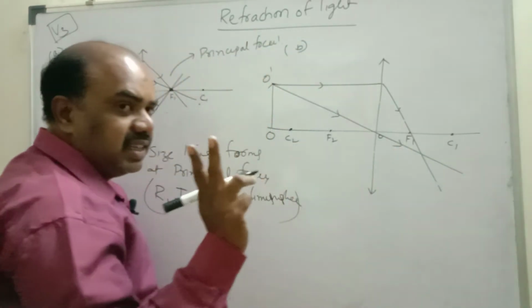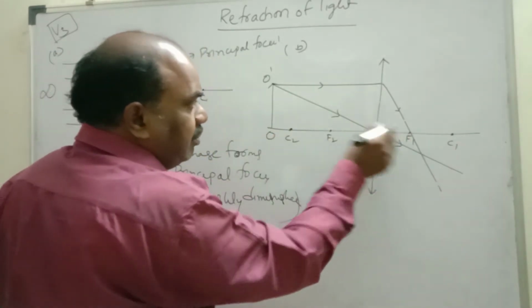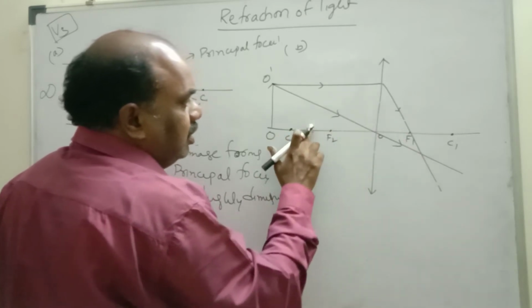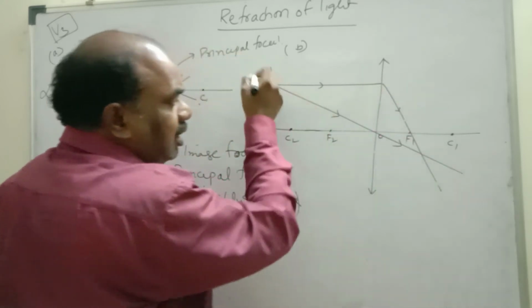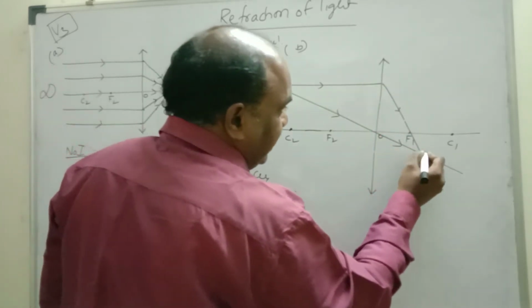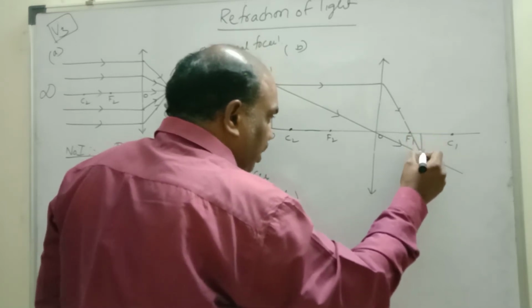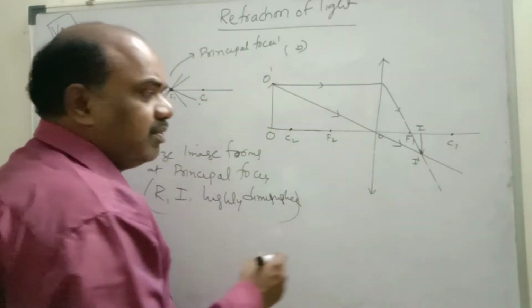In 2 situations, rays will be undeviated. One is going through the optic center, and one is going along the principal axis. But I'm taking only 2 rays: the parallel ray going through the principal focus, and the ray through the optic center, undeviated. This is the intersecting point. The image always forms at the intersecting point. This is the image. Tell me, children, what is the size of the image?